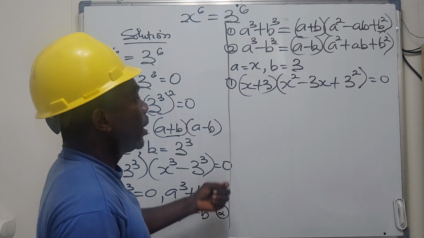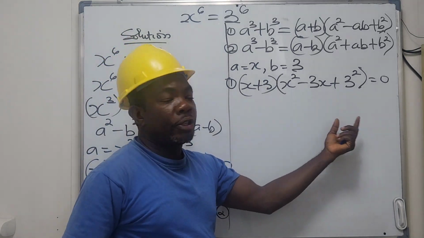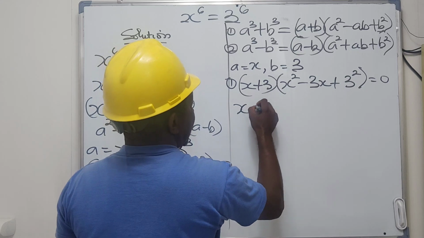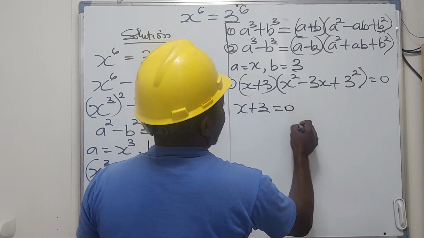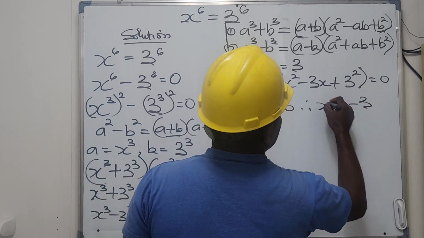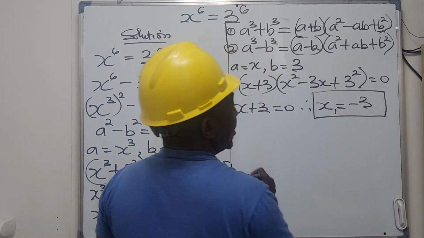So in this case, either the first parenthesis equals 0 or the second parenthesis equals 0. So the first parenthesis, which is x plus 3 equals 0. Therefore, the value of x will become minus 3. So this is the first value of x, which is x1.